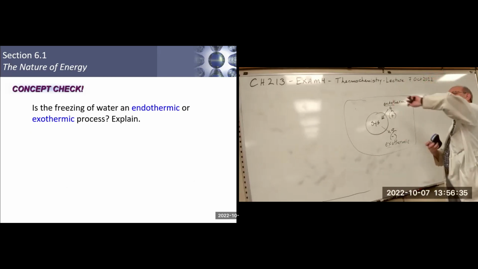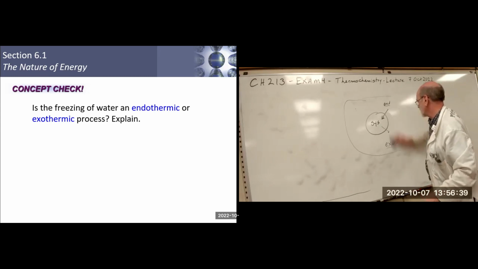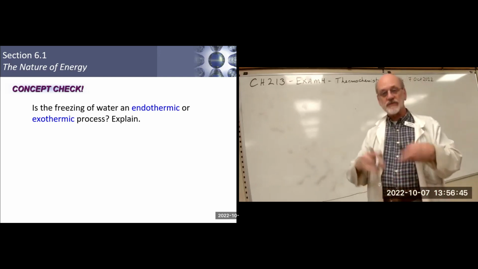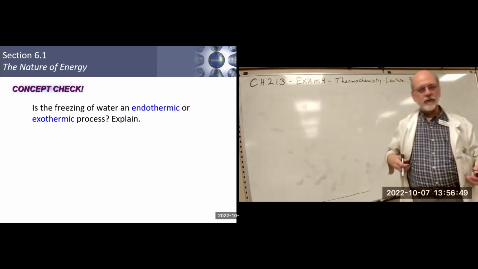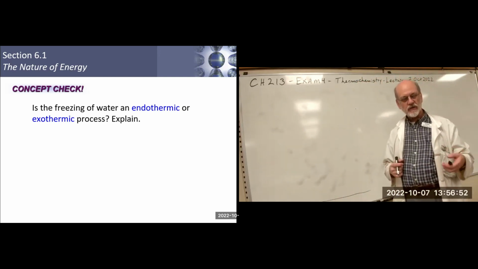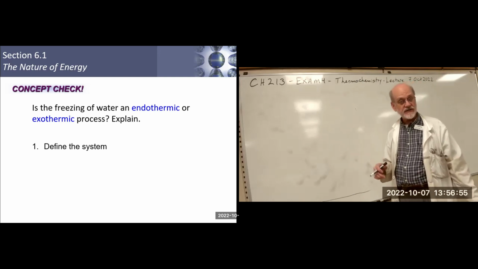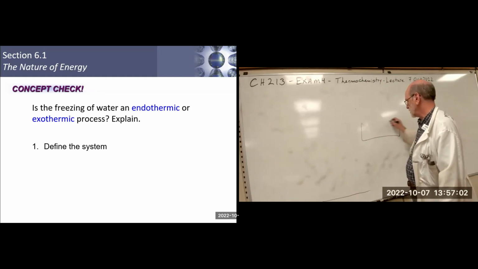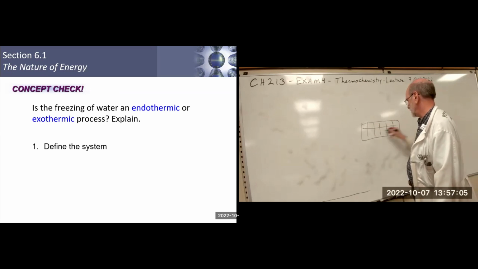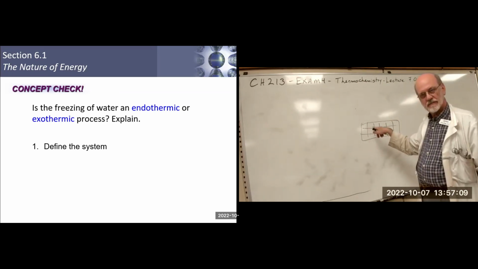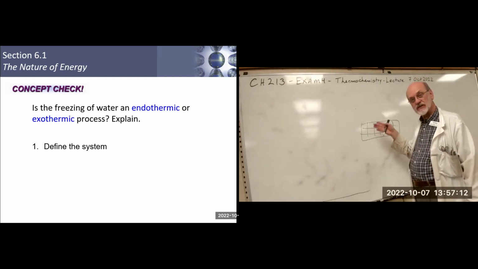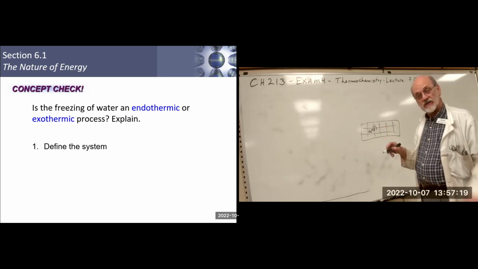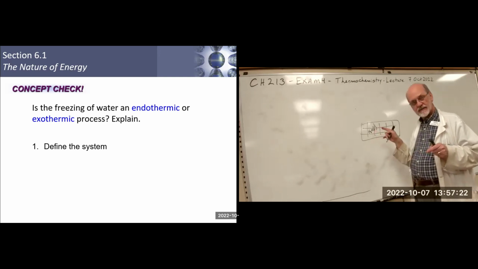So let's look at some examples and see if we can make sense of them in terms of what we just discussed. Freezing of water, is that an endothermic or exothermic process? Well, first of all, you've got to define your system. So what is your system? Well, let's say we're using an ice cube tray. Right? So you've got various depressions in this ice cube tray, and you put water in it, right? So that's liquid water, right? So that would be our system, the water in the tray, right?